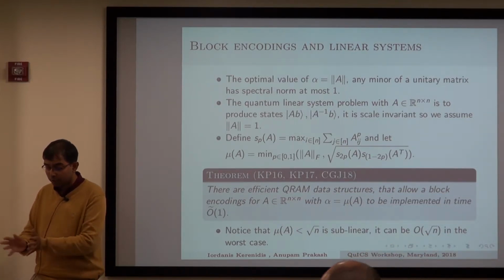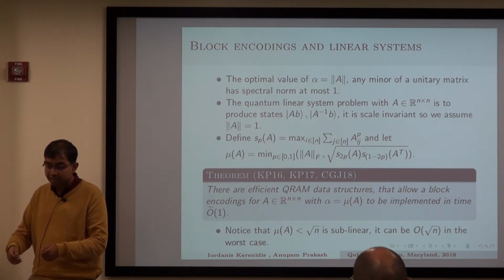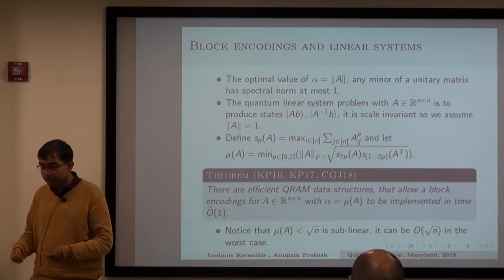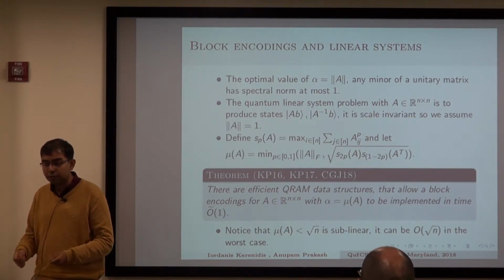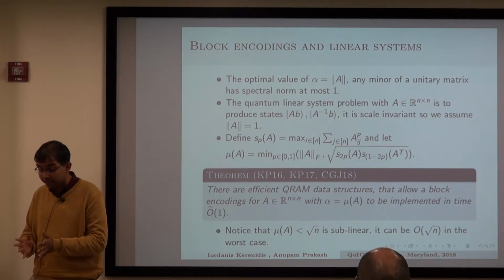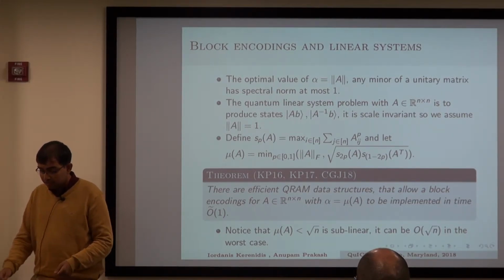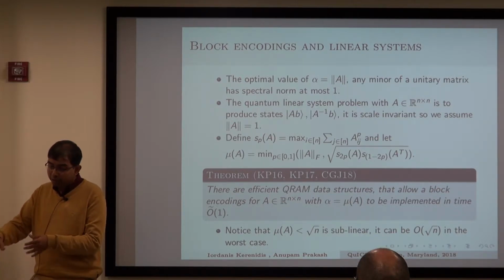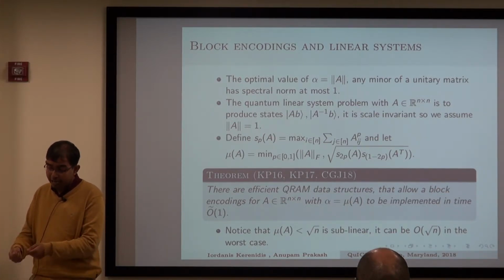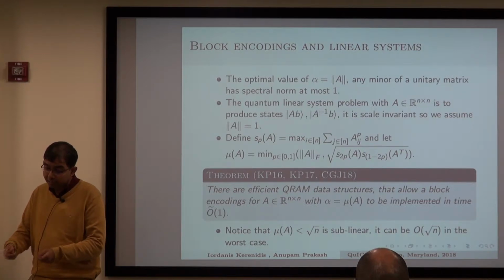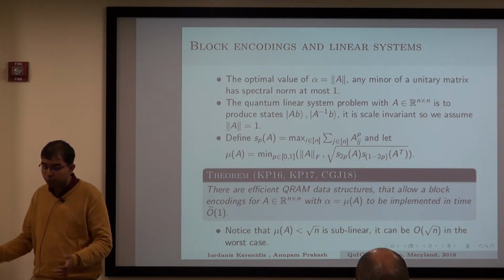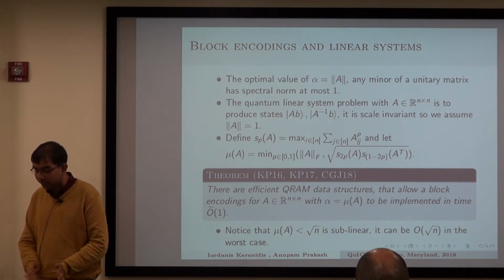And the main result that we would like to carry on from these previous works is that given an arbitrary matrix, one can produce a block encoding with alpha equal to mu A, and that mu A is sublinear, at most square root n. Here I would like to state the open problem to improve mu A. The best possible value of alpha one could hope for is 1, but what we know is square root n, so it would be interesting to lower this.